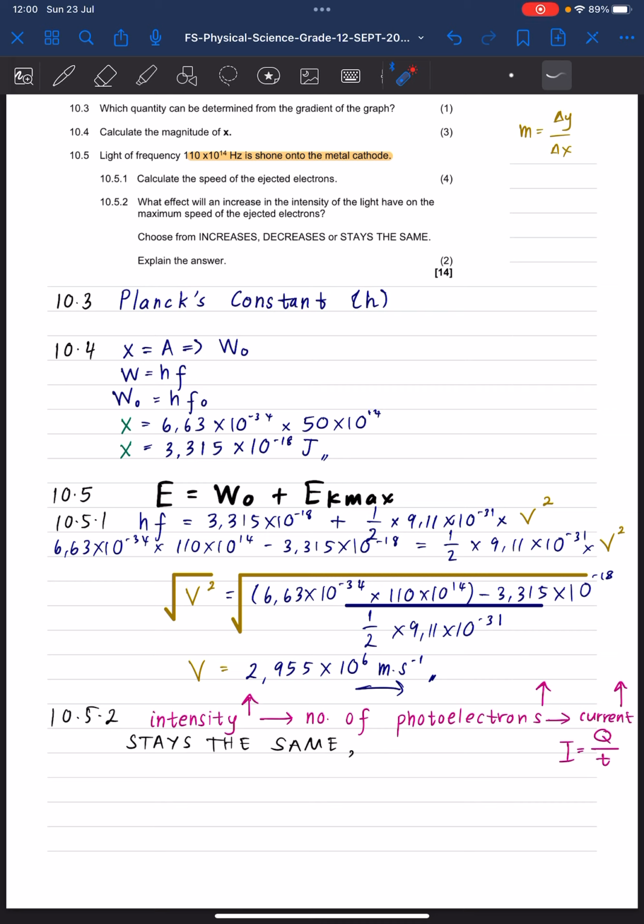Then your reasoning, it doesn't affect speed, it affects the number of photoelectrons, you get 2 marks. You are laughing out of the examination room if they allow you to do so.